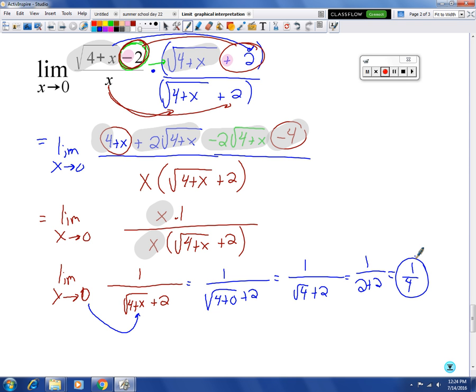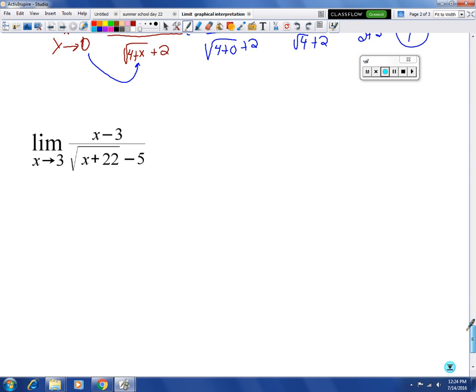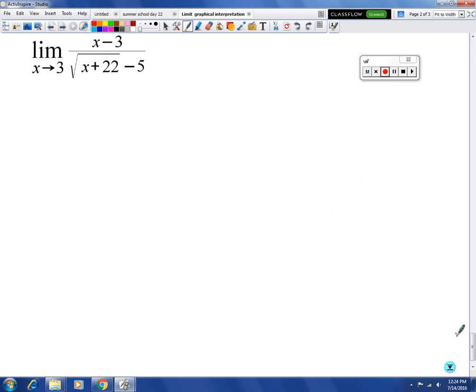Okay, let's try another one. This one's done slightly different, but let's check first. Check for plugging in: this 3 right there, 3 plus 22, we get a square root of 25 minus 5. We'll see the denominator is 0, right? Let's plug in the 3 in the numerator. 3 minus 3, that's a 0. We get a 0 over 0. So we have to do some kind of manipulation here.